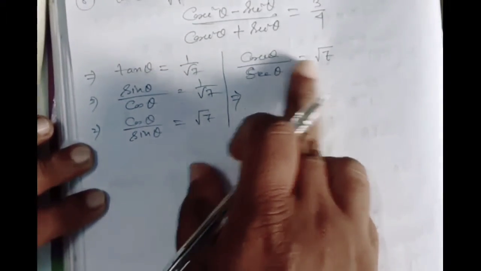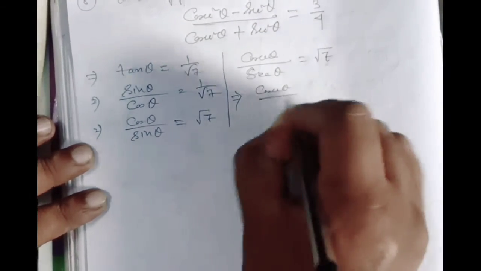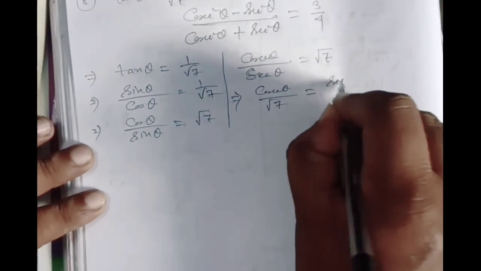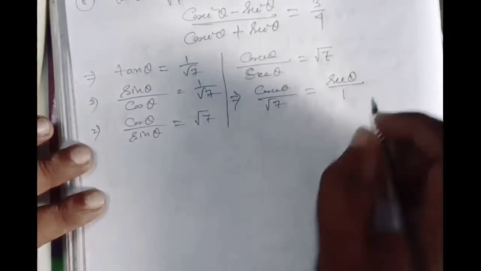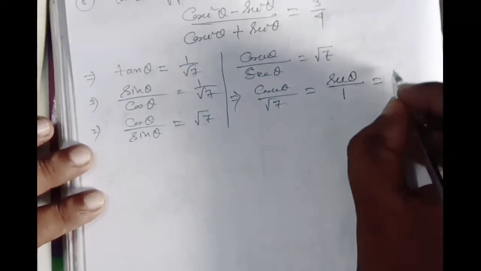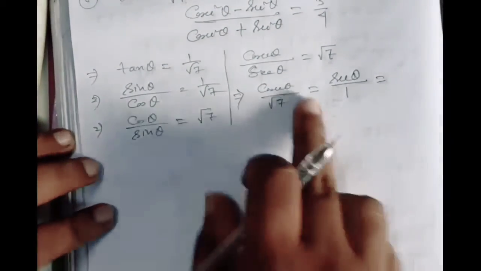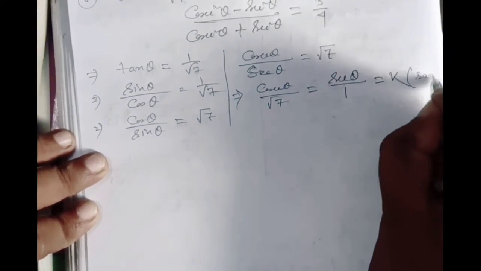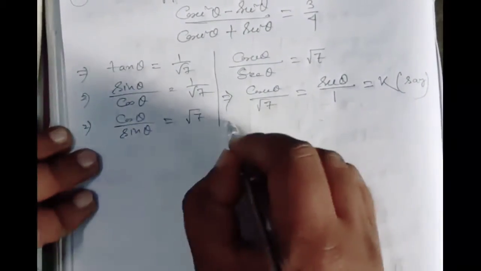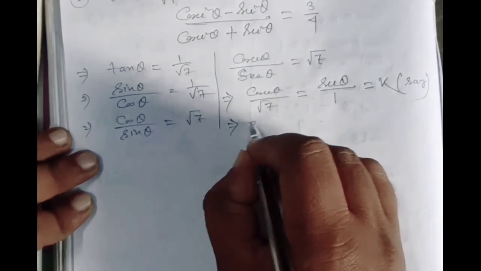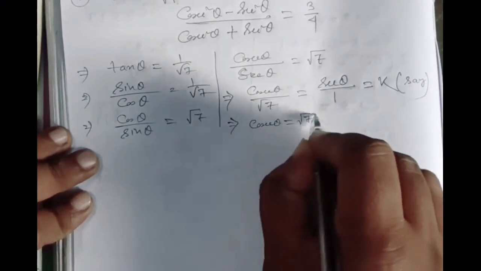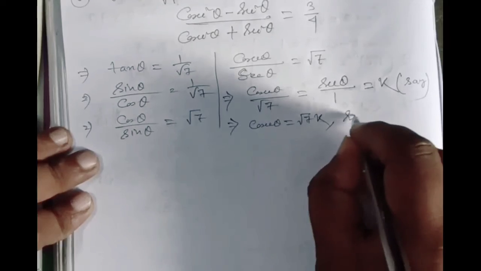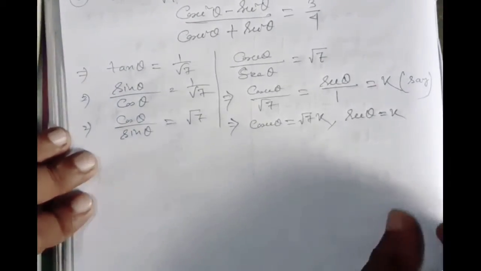Now cosec theta by root 7 is equal to sec theta by 1. Here, squaring and adding is not applicable, so we are taking k over here. So cosec theta is root 7 k and sec theta is equal to k.